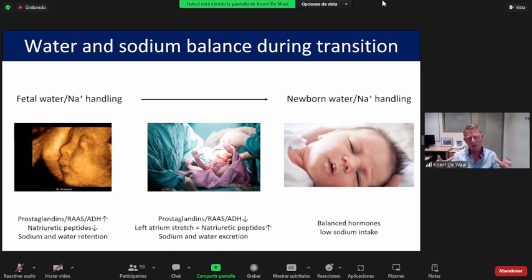You get left atrium stretch, which is the normal transition, so an increase in ANPs, which will then lead to sodium excretion. Then, remarkably enough, this newborn will balance this out in a very few days, even though it has a very low sodium intake, because the first days of breast milk have a very low sodium content. But the baby does pretty well unless you lose too much weight. And that's, of course, for the term newborn who can steer its own regulation.